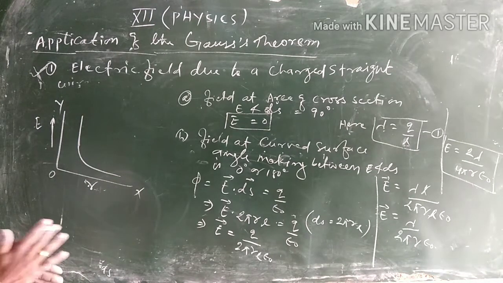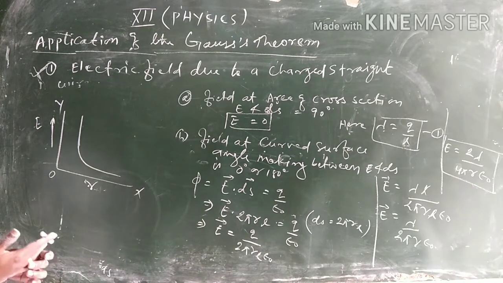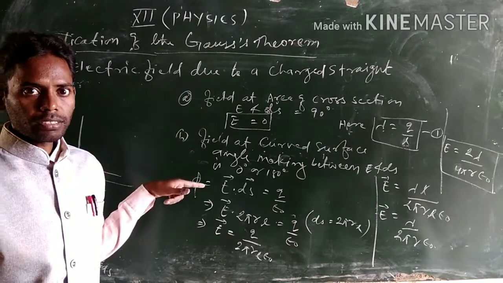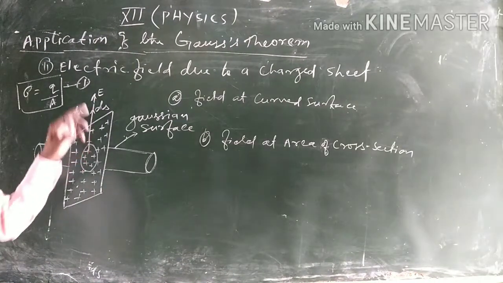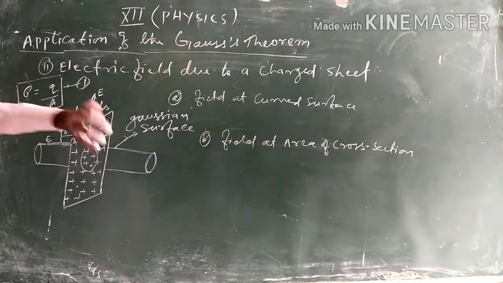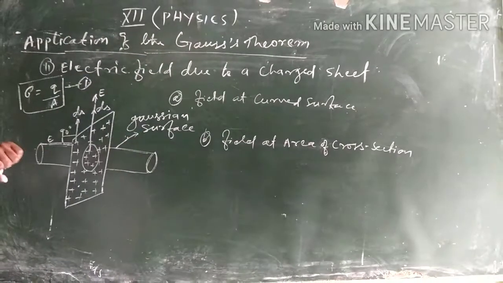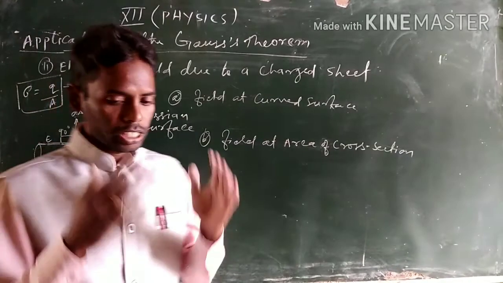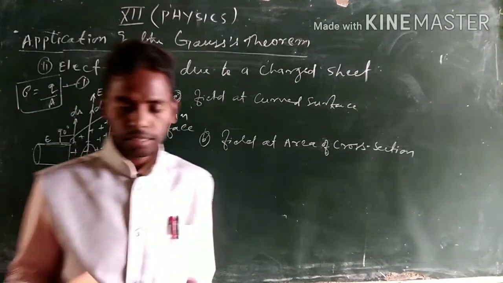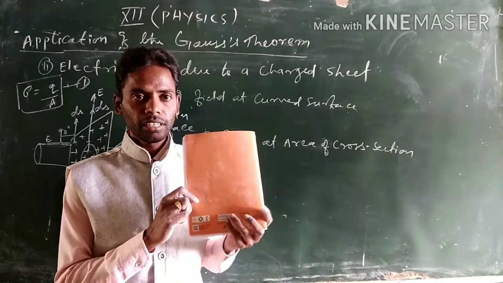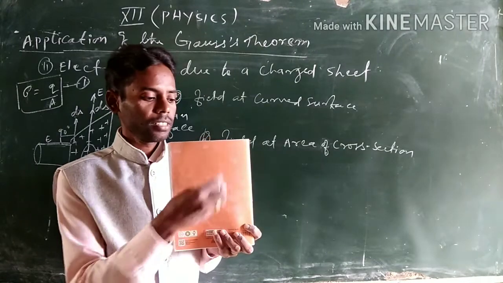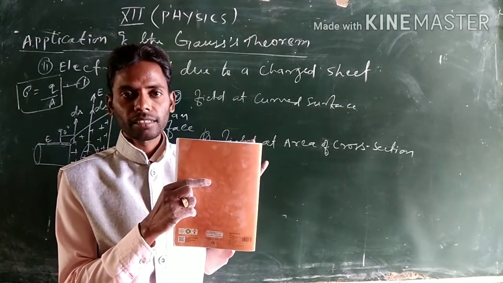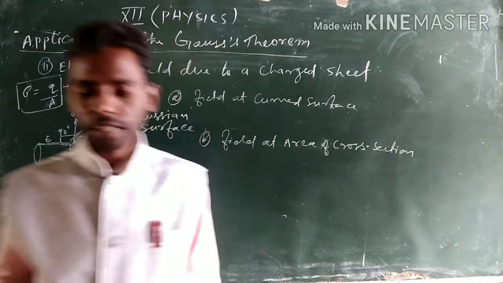Our next topic is the electric field due to a charge sheet. Dear students, the next application of Gauss's theorem is the electric field due to a charge sheet. That means here we have to take a sheet. Suppose this is a sheet, it will have charges. This side also has charges.